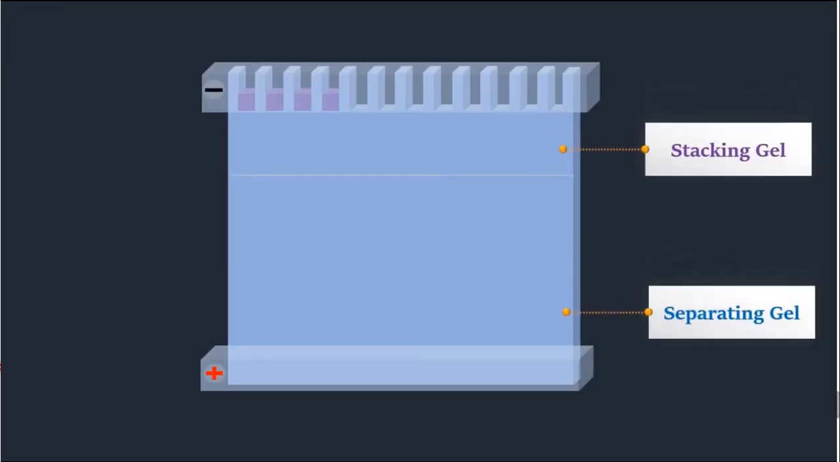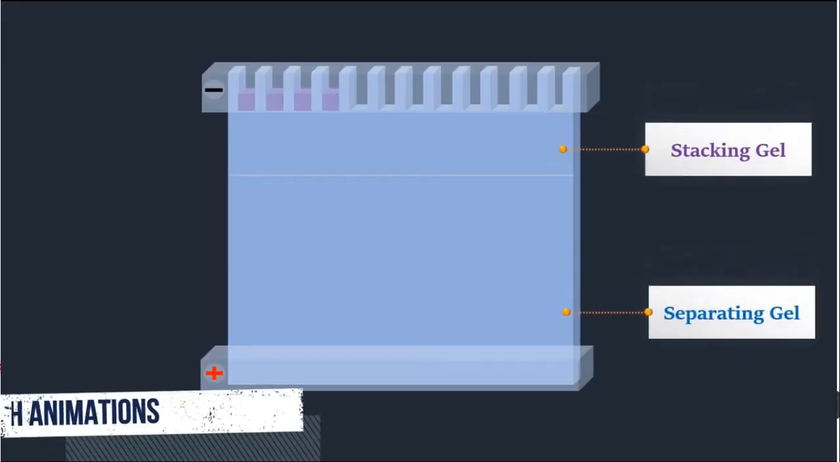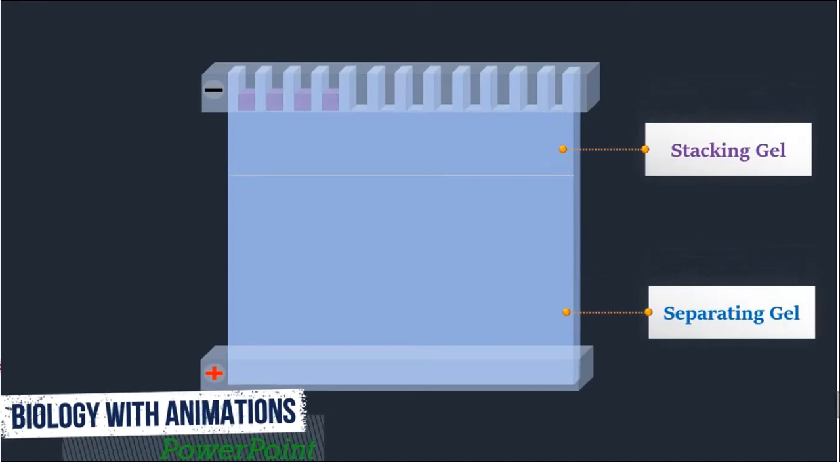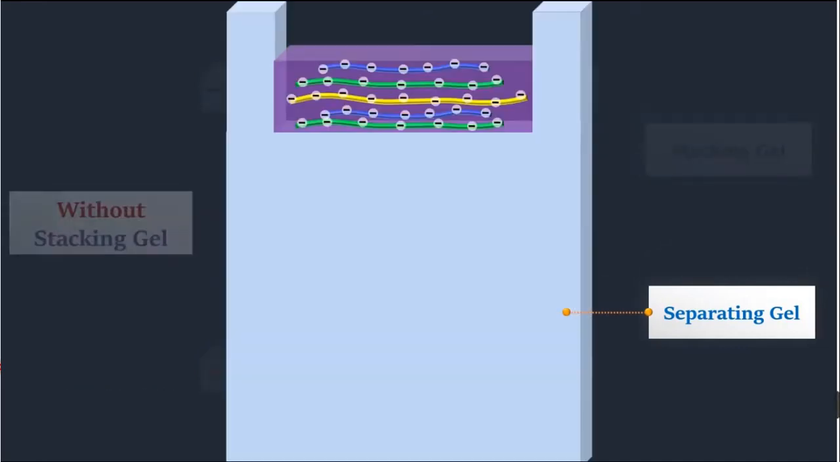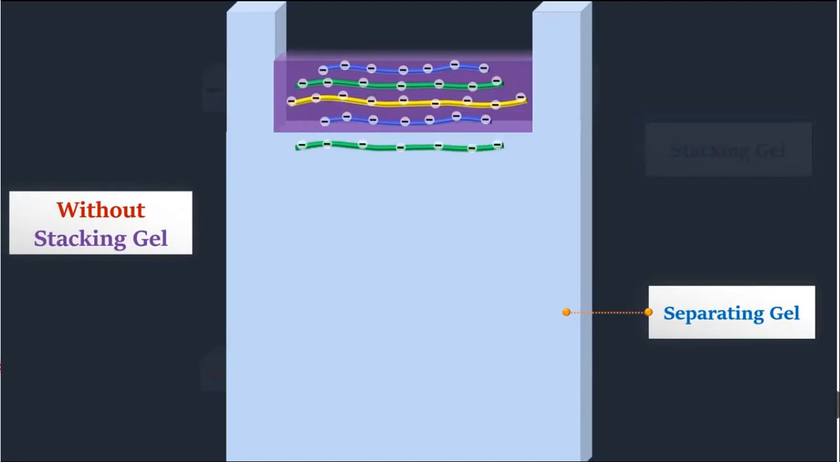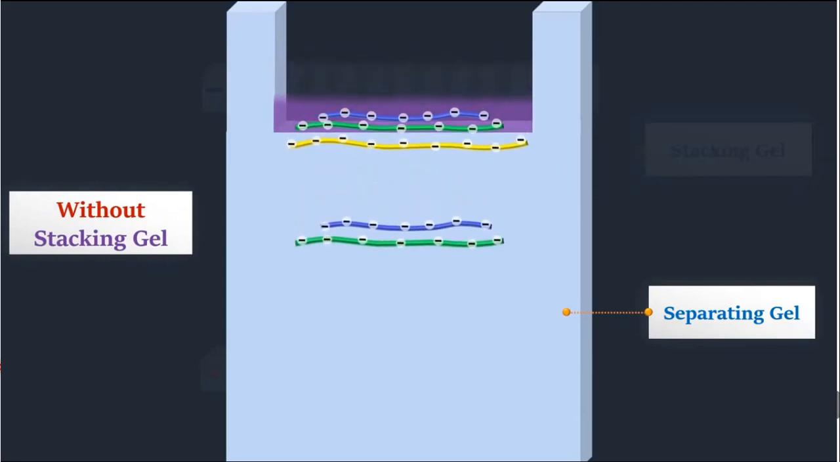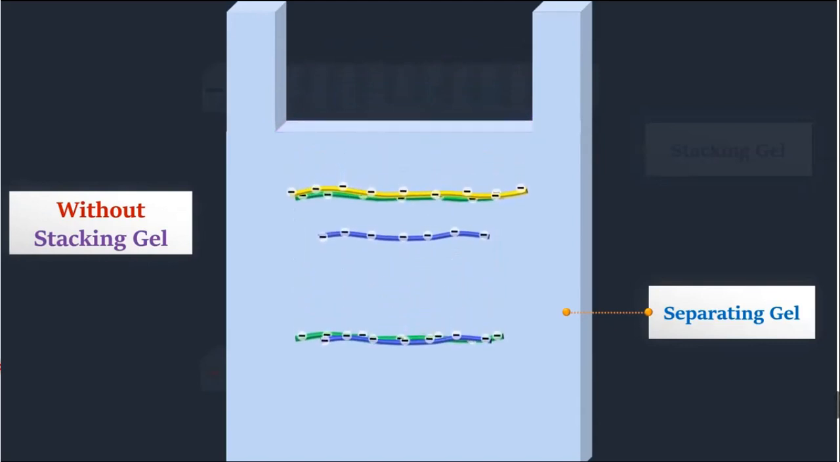The stacking gel is used to ensure that all of the proteins arrive at the separating gel at the same time. Because gel wells are around 1 cm deep, in the absence of a stacking gel, proteins would all enter the separating gel at different times, resulting in very smeared bands.